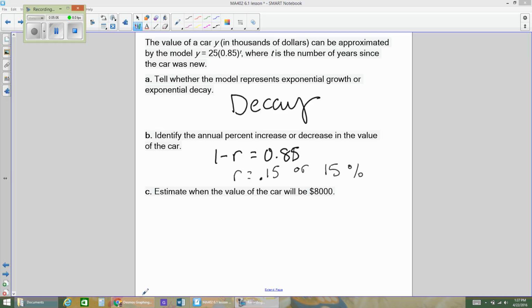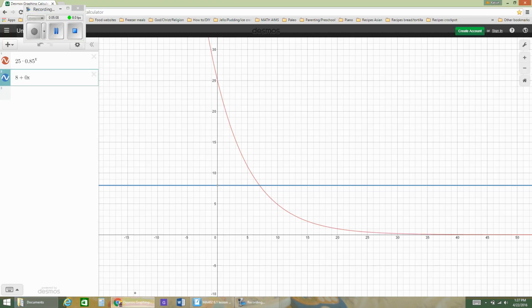Okay, hopefully you got that into your calculator. Here's what I have. I have the 25 times 0.85 to the x. That is the red function here. And then I have 8 plus 0x. Now in your calculator you can just put 8, but in my online grapher I have to put the x as 0 in order for it to give me this blue line.